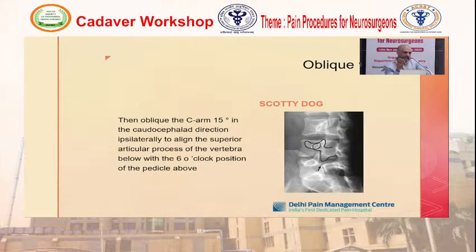Books have mentioned getting the Scotty dog at 15 degrees to 25 degrees. Some have mentioned about 35 degrees. But as I told you, the basic purpose of getting the Scotty dog is that we need to be sure that the transverse process is within the vertebral body. The patient will decide the degree at which we get it.